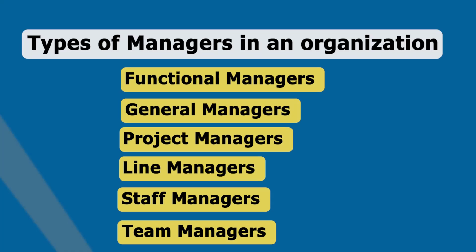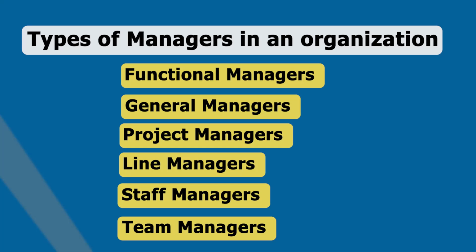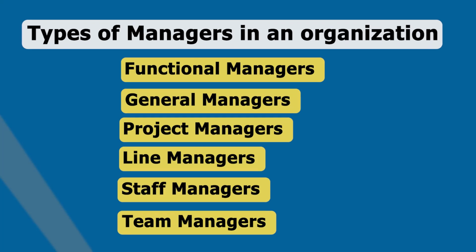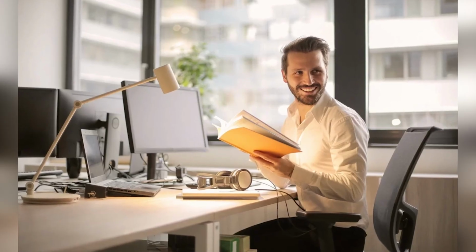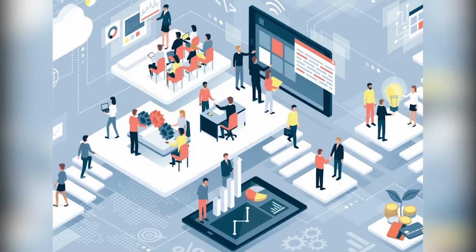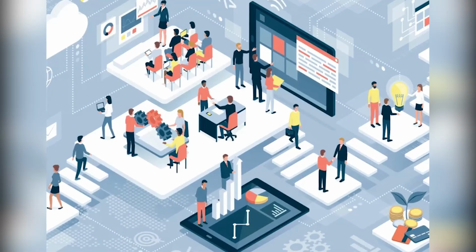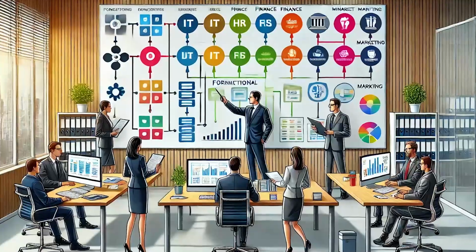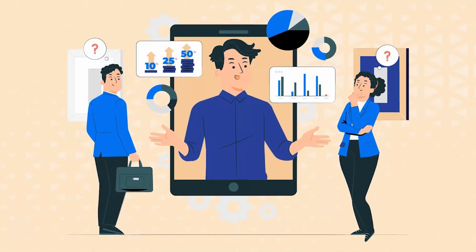Organizations typically categorize managers based on function, skills, and focus, resulting in various managerial roles that contribute to overall effectiveness. The first type of manager is functional manager. Functional managers are responsible for specific departments or functions within an organization. Functional managers ensure that their areas operate efficiently and align with the company's strategic goals.